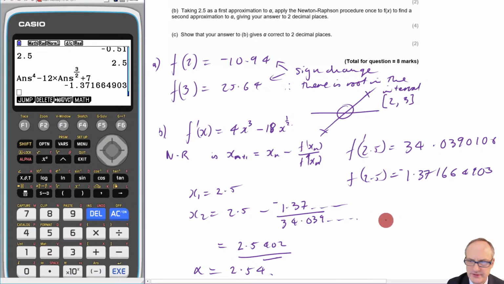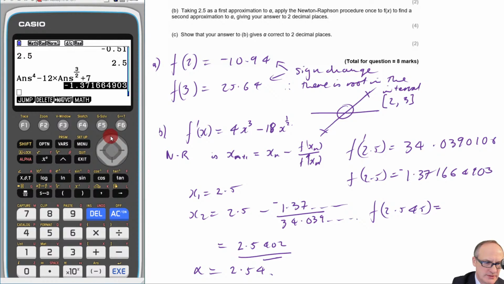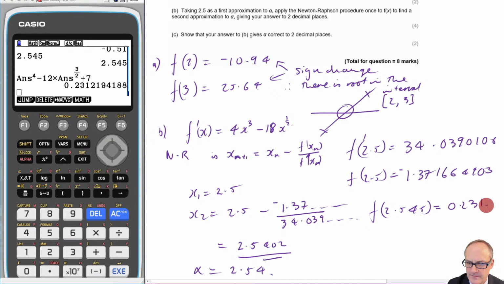So therefore what we do is, if we do f of 2.545, which is the upper bound of this, sorry, I said lower bound, it's actually the upper bound, we can calculate that, and again we just go back here, and we save ourselves some time. We're going to put 2.545 into here, press execute, and we get the answer of 0.231 out, and so on.